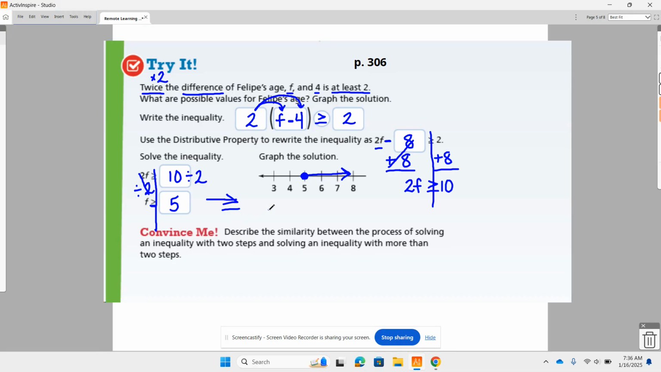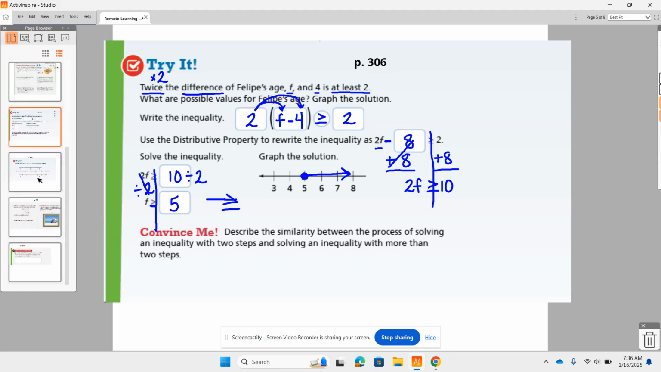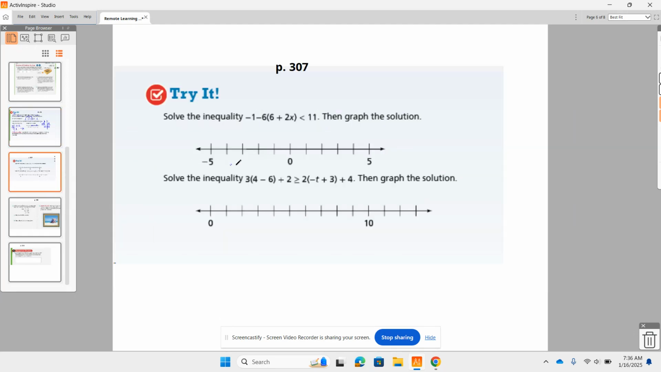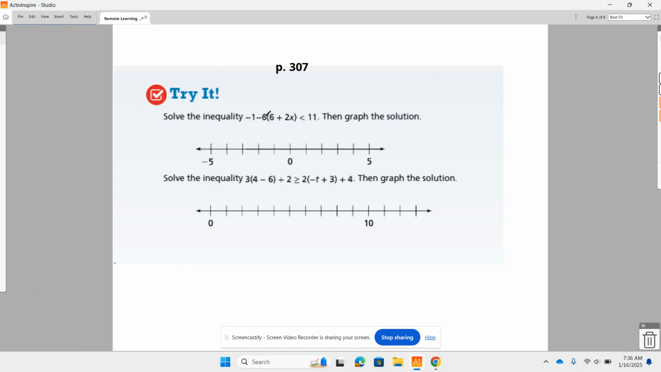Here's a little bit more help. So on page 307, you also have a try it, but it's a little bit more complicated. You see that you have parentheses in both of these, but you also have some negatives. So be careful. Let me help you a little bit on the first one. Remember, whenever we think about distributive property, don't just think about distributing 6. Think of it as a negative 6. And that will help you take care of all the symbols.